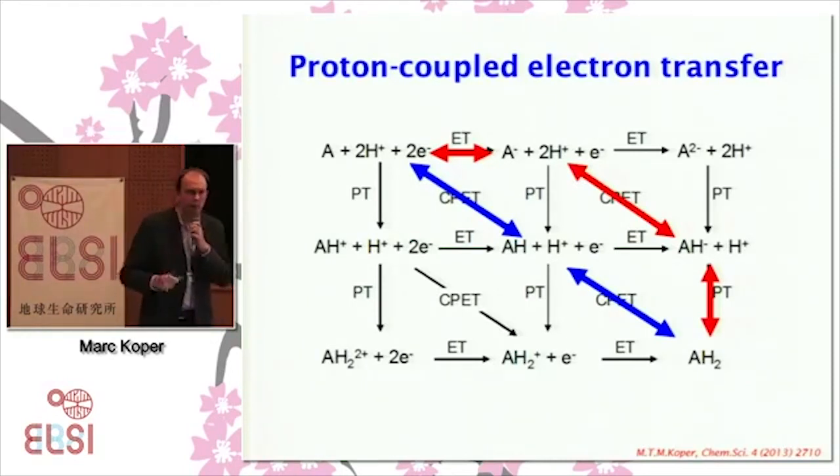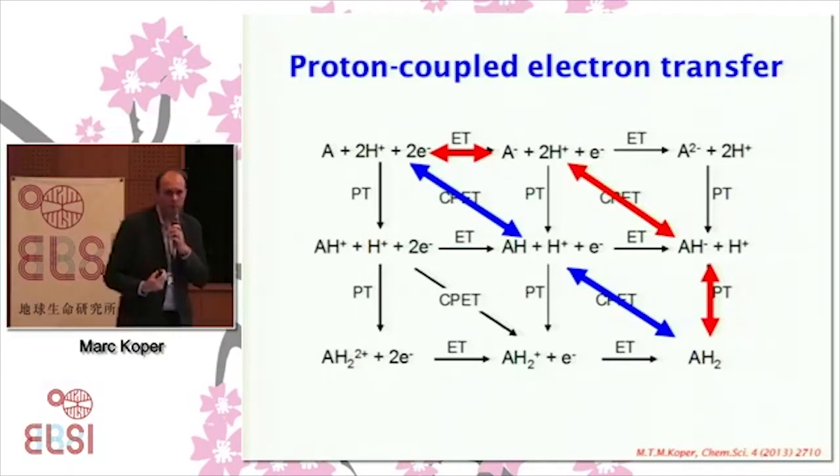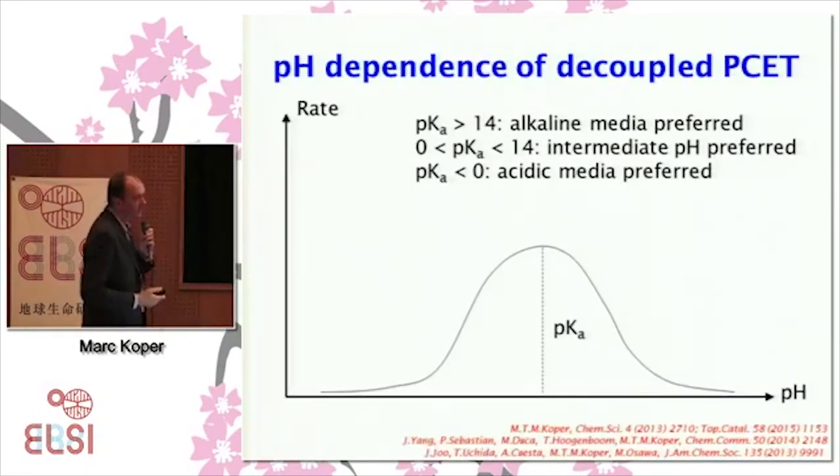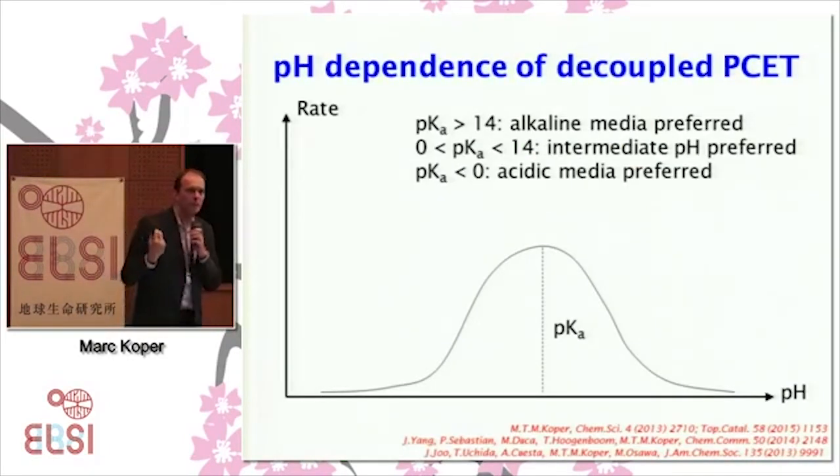Now that suggests that when you have decoupled proton-electron transfer in your mechanism, there's going to be an optimal pH at which the reaction likes to take place. And this very simple idea explains a lot of data in the electrocatalysis literature.